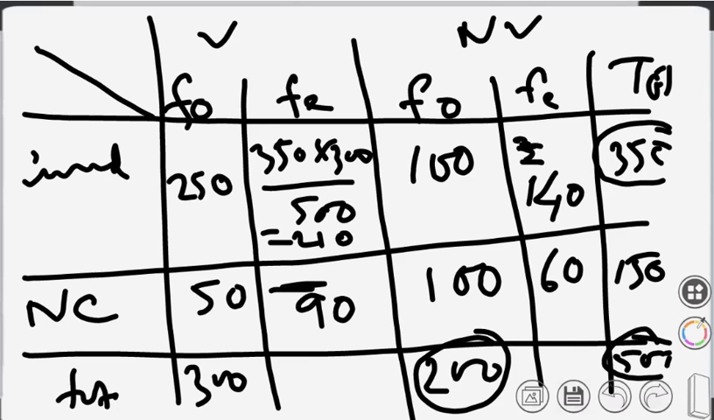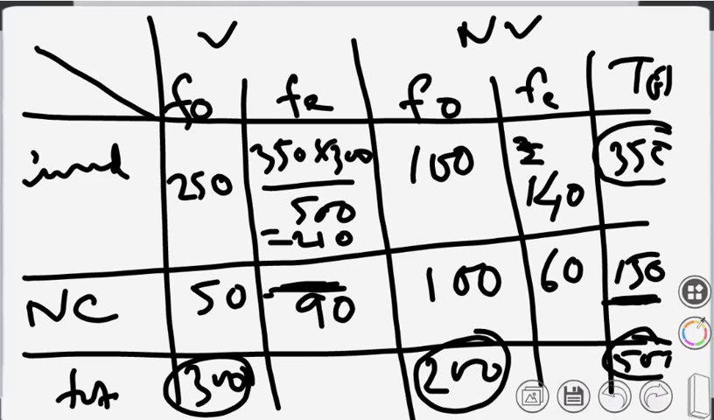In this case, who will say what it will be? This will be 300 into 150 by 500. In this case, row total is 150, column total is 300. So 300 into 150 by 500 gives you 90, and this way all the values can be calculated.